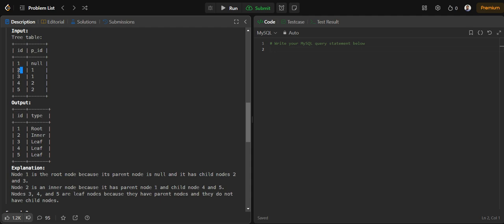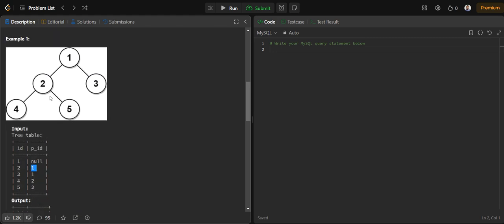That means what? If this ID is a parent of some other ID, and its own PID is not null, that means it is inner, because this ID has a parent as well as a child, since it is a parent to some other nodes. Therefore, this will be inner.